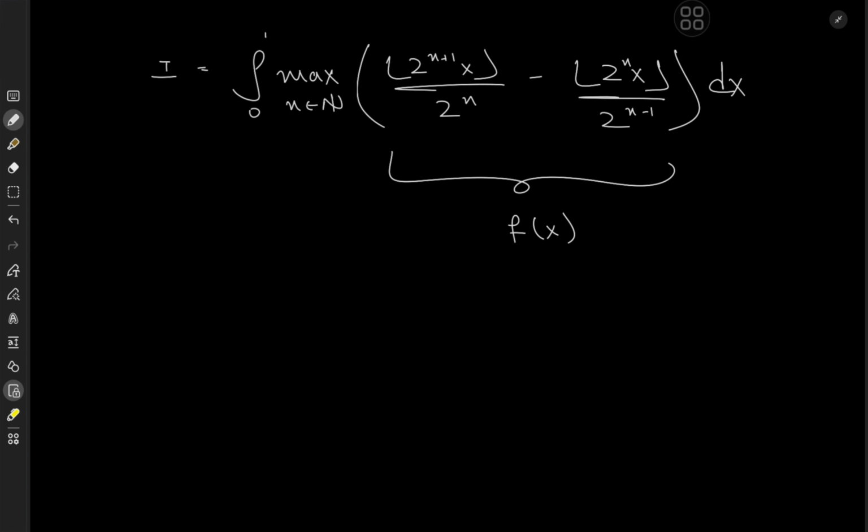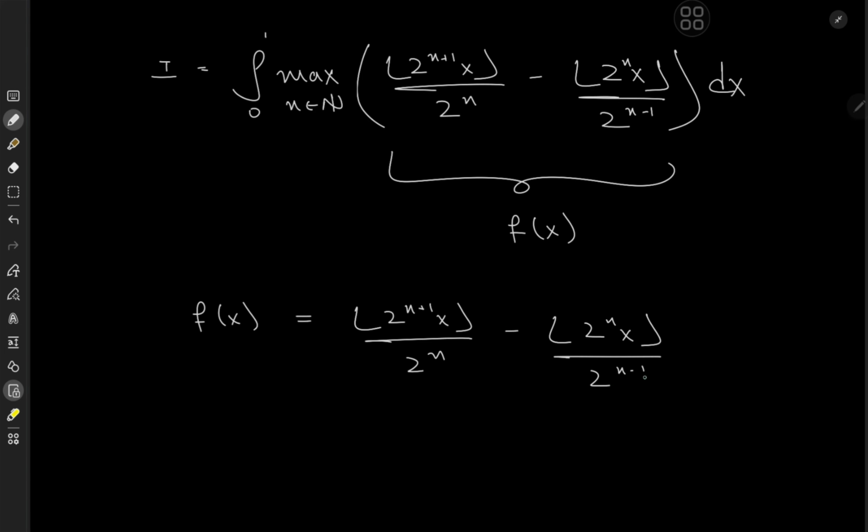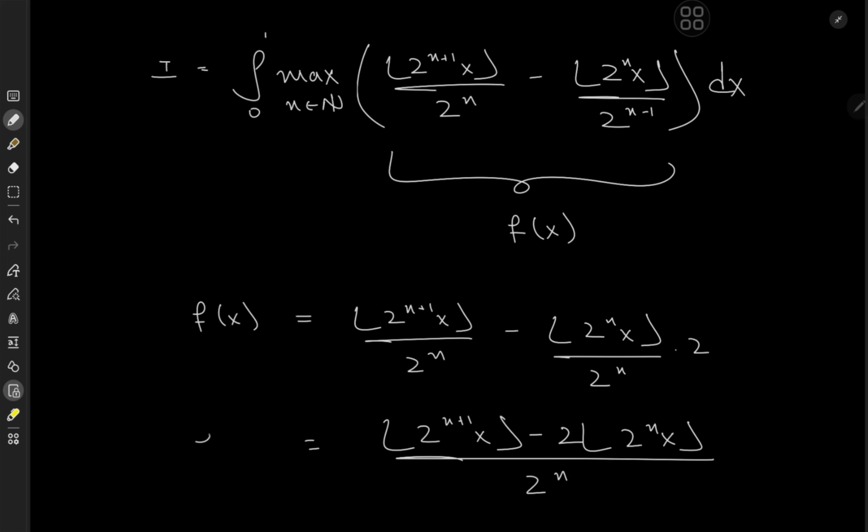So the first thing we should do, the logical thing, is to play around with the function f of x. This thing is defined as floor of 2 to the n plus 1 times x over 2 to the n minus floor of 2 to the n times x over 2 to the n minus 1. And immediately we notice that I could expand by 2 and introduce a common denominator. So we have floor of 2 to the n plus 1 times x minus floor of 2 to the n times x times 2, over 2 to the n.